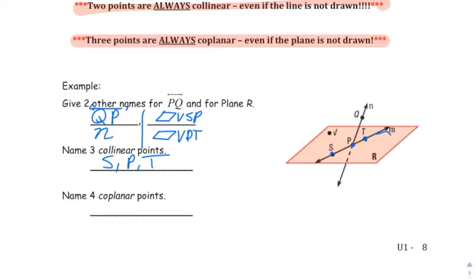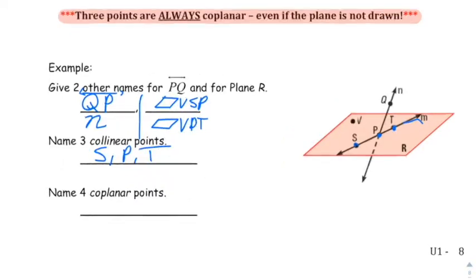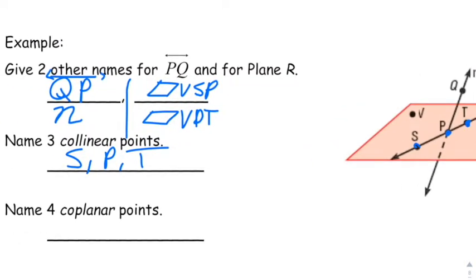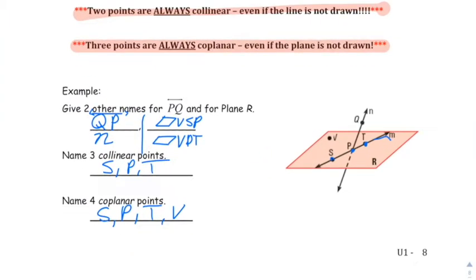That's it. Name 4 coplanar points. So that would be, since those points lie on the line right there, you're good to go. And then you have that extra point V, so we can assume all of those are on the same plane. So we'll say S, P, T, and V. And that's kind of how you interpret some of that stuff.